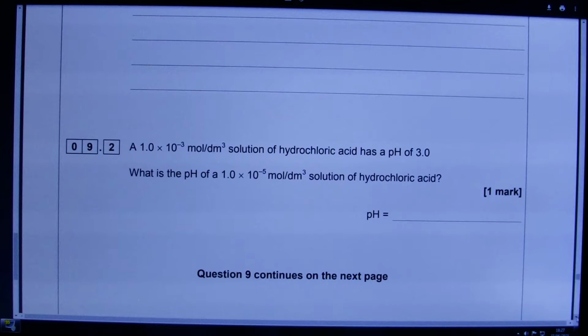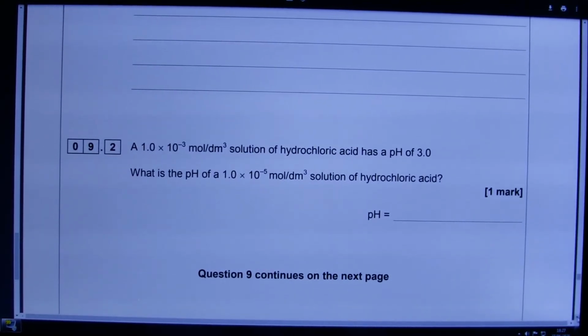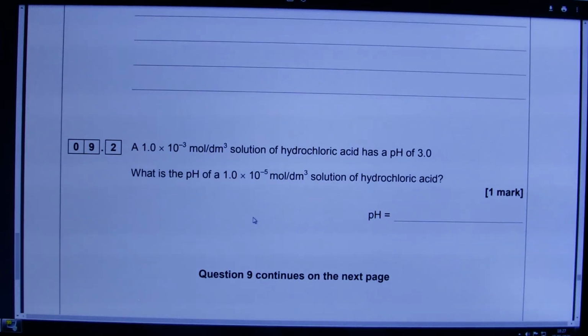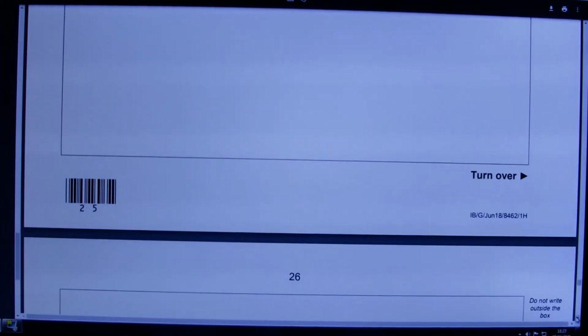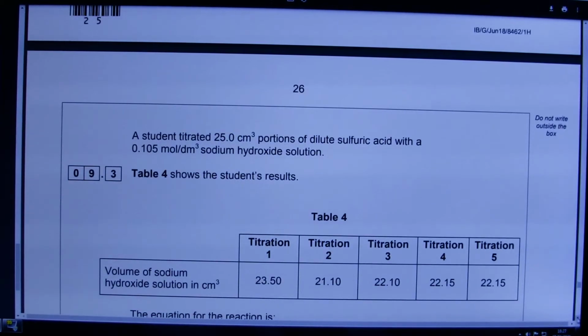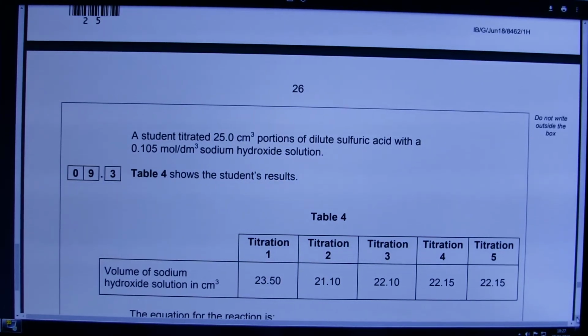A 1 times 10 to the negative 3 mole per cubic decimeter, 1 millimolar to us old-fashioned people, solution of hydrochloric acid has a pH of 3.0. What is the pH of a solution of 1/100th the concentration? 5.0? If they're both fully dissociated. A student titrated 25 cubic centimetre portions of dilute sulfuric acid with a 0.105 molar sodium hydroxide solution.